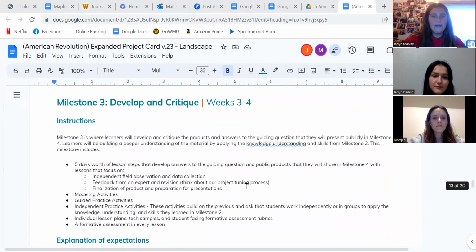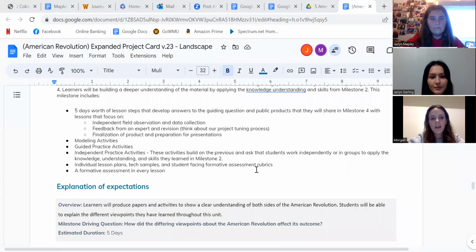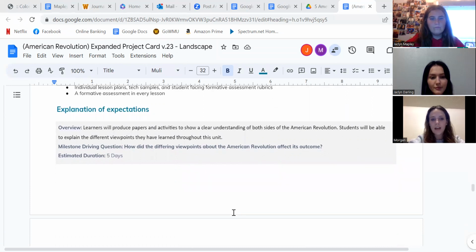And those are the links and milestone 3. Okay, this is milestone 3. It's for weeks 3 and 4. This is another five days' worth of lessons where the students are going to start working on answers for the guiding question. They're going to produce papers and activities that show a clear understanding of what both sides of the American Revolution were. And our driving question is, how did the differing viewpoints about the American Revolution affect its outcome?